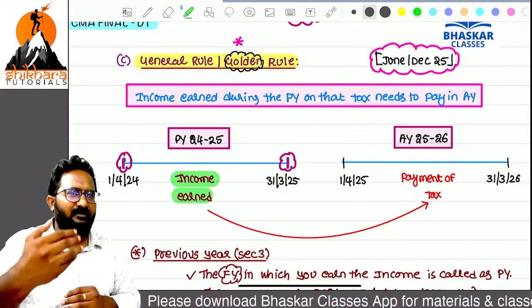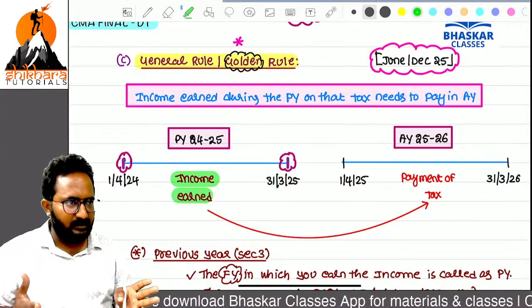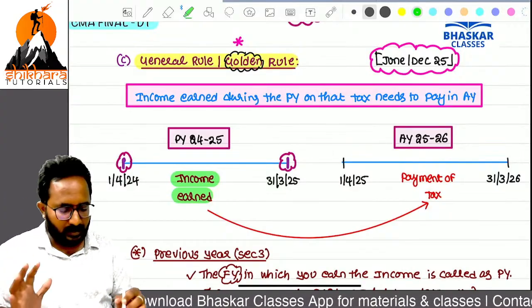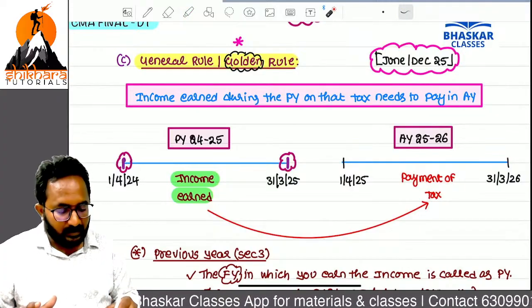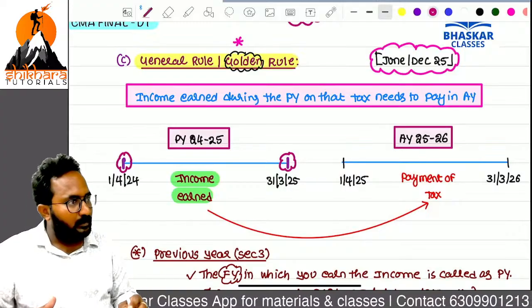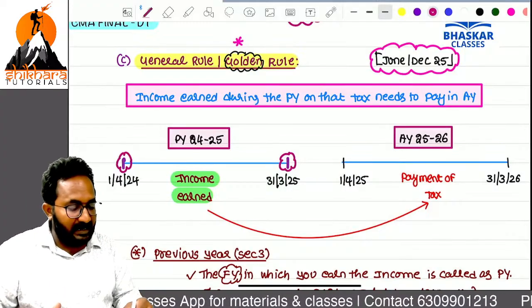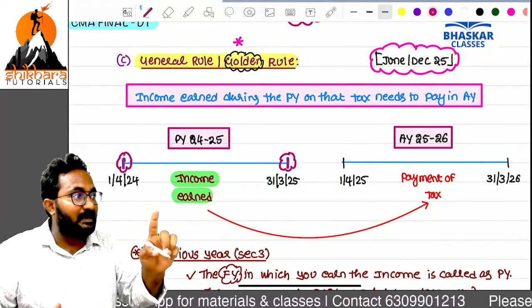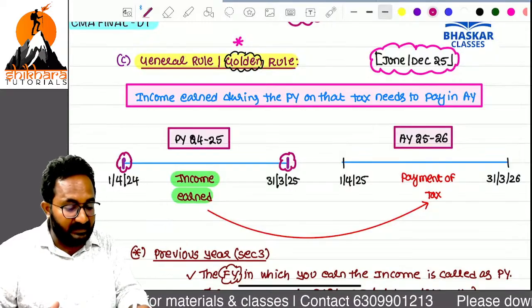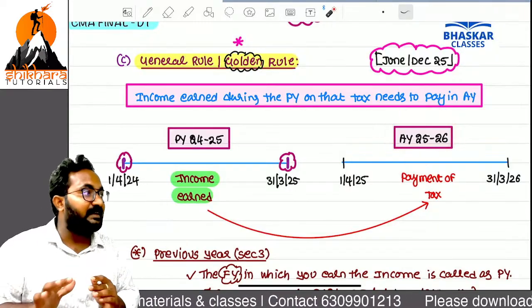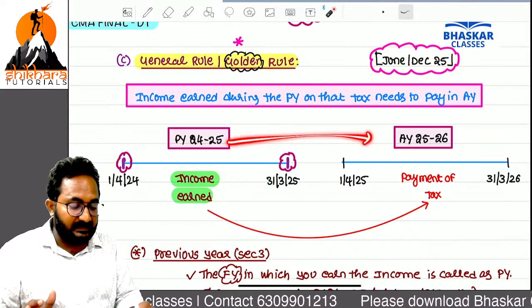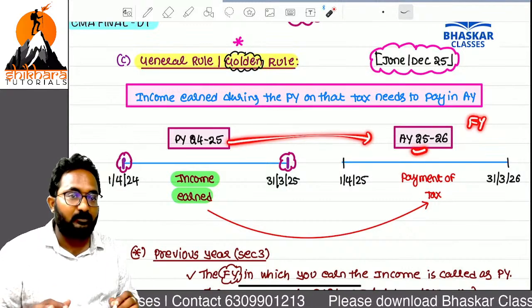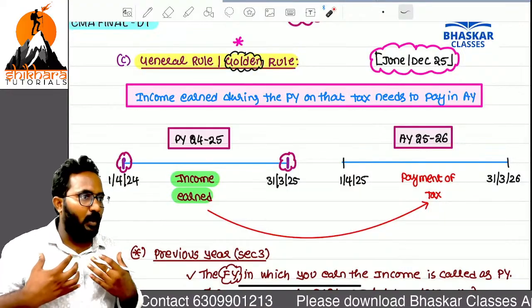Whatever income you earned during the previous year, interest income, house property income, all together, on that you are required to pay the tax in the next immediately succeeding financial year. That is only called as what? Assessment year. Next immediately succeeding financial year means that is only what? Assessment year.